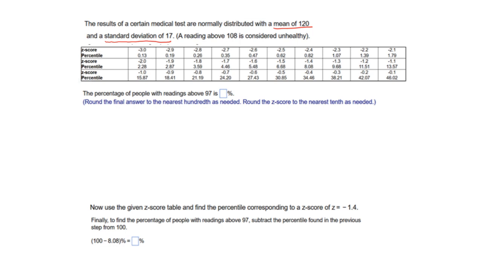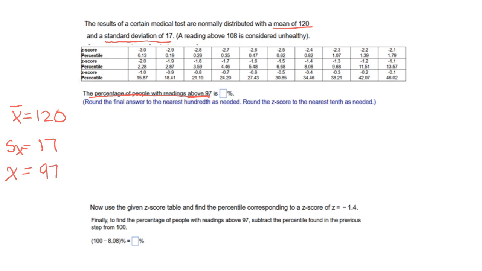All right, so the first thing we need to do is identify once again what has been provided to us in the reading. We have X bar, which is 120, our mean. We have our standard deviation, which is 17. And once again, remember that to use a table, we need to find our z-score. So we're looking for our X value, which it says in the reading. It wants the percentage of people with the readings above 97. So 97 is going to be our X value or our data value.